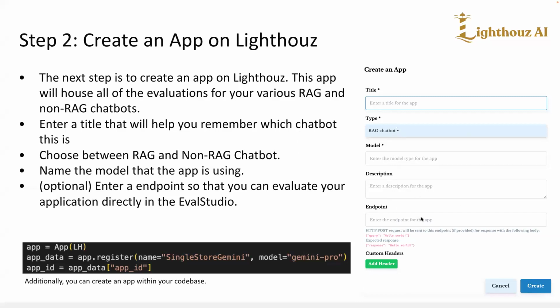This is the no-code version, but again, we have the SDK. So for you coders out there, you can register through app.register and you provide the same information. Just again, 3 lines of code, you register the application very easily.